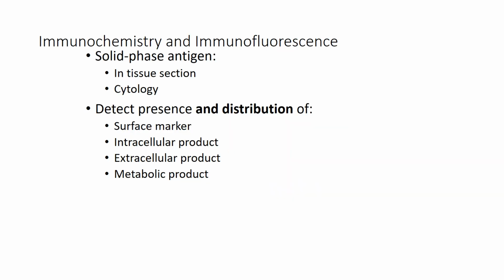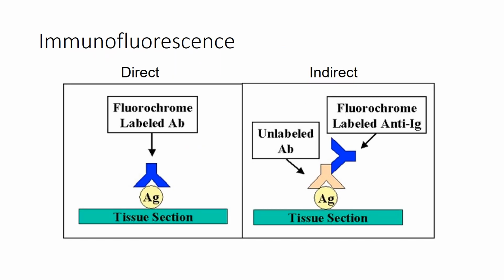There are other methods of testing like immunohistochemistry and immunofluorescence. They're basically used in detecting the antigen-antibody level within a particular cell or tissue, and these are primarily used for cell surface markers or products that are within the cell, outside the cell, and also other metabolic products that are generated as part of a process of cellular development or metabolism, things like that.